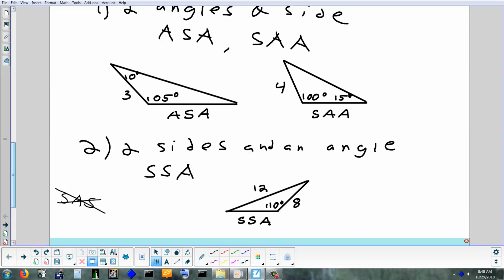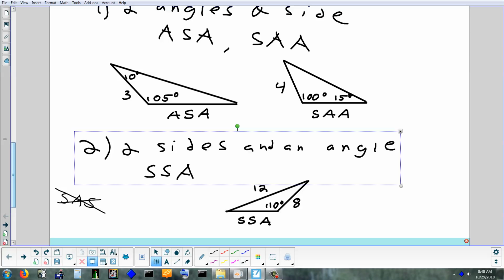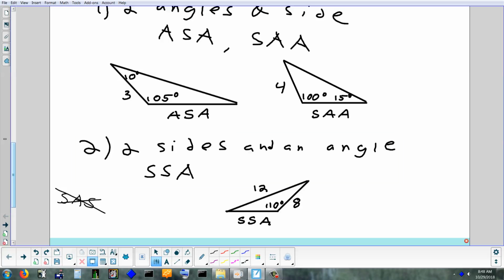SAS. But the problem with that is we can't solve it with what we're learning today and tomorrow. You can solve SAS, but that's going to come up on Wednesday. So if I want to give you two sides and an angle, and I want you to solve it with what we're learning today, I have to do it like this. Two sides and an angle that is not between the sides. In this problem, the angle that's between the sides would be right there. I cannot give you that one and have you solve it today or tomorrow.